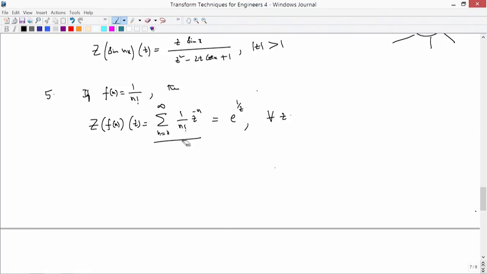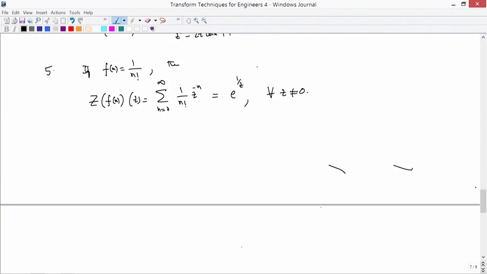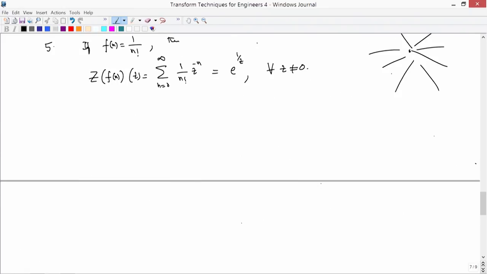So convergence is true for all z except at 0. This is valid for z not equal to 0. That means on the whole plane except that point 0, you have analyticity of this function. The z transform is valid everywhere except at 0.